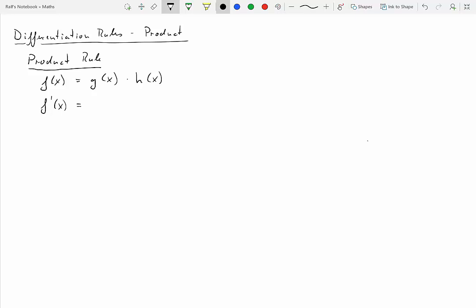If we have such a function f of x as stated, then f prime of x, the derivative, is g prime of x times h of x plus g of x times h prime of x. Okay, so this is the rule you just have to know. There's no way around it. Let's fill it with some life. Here's an example.